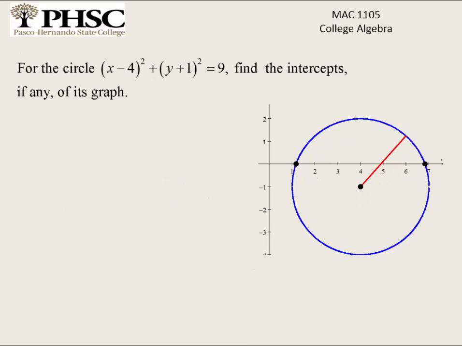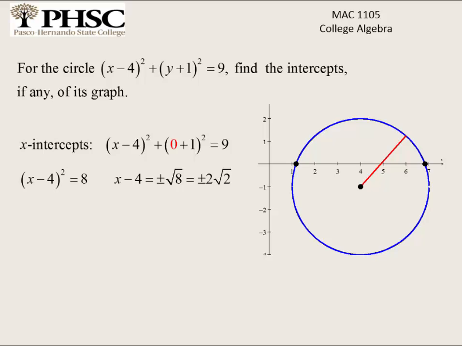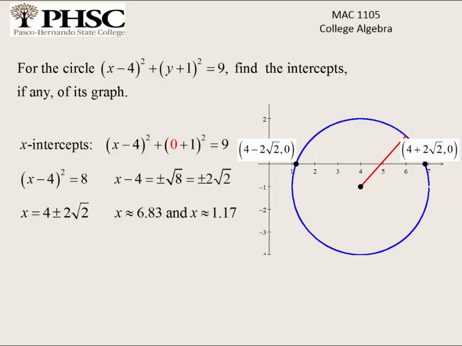So for the circle that we have here, find the intercepts, if any, of the graph. Here we can clearly see the intercepts graphically. Algebraically, if we make y 0 and solve for x, then we end up with x minus 4 squared equals 8. So then x minus 4 is equal to plus or minus square root of 8, which is plus or minus 2 square roots of 2. So then x is equal to 4 plus or minus 2 square roots of 2, approximately 6.83 or 1.17. And that's what those 2 points look like.